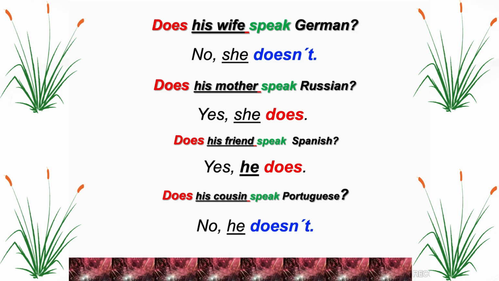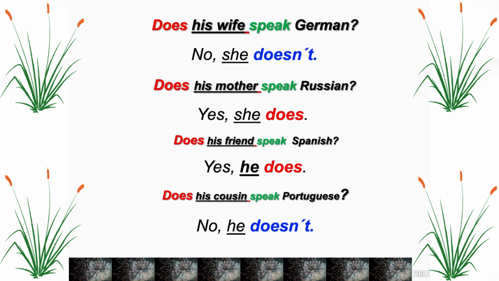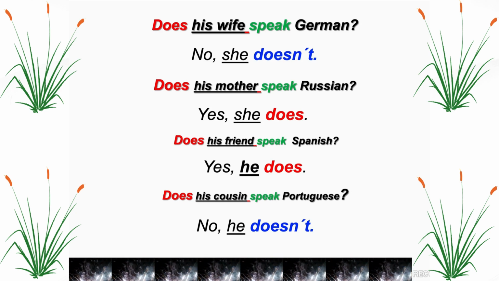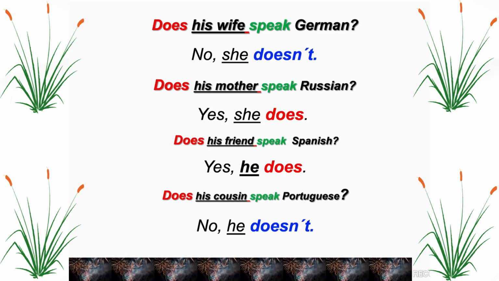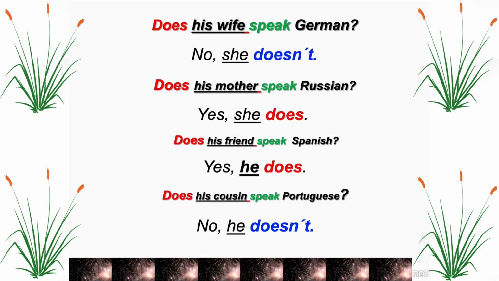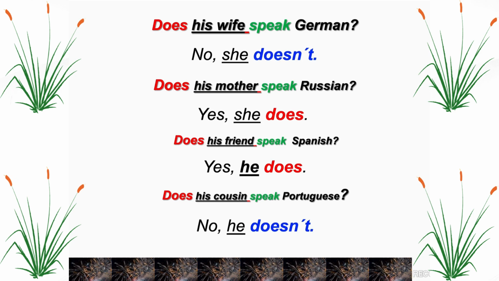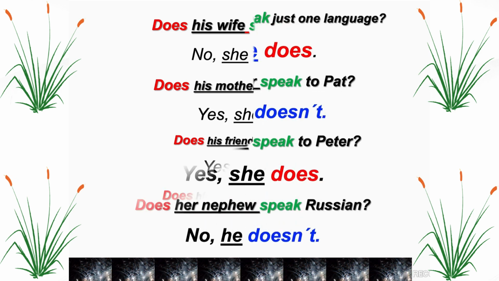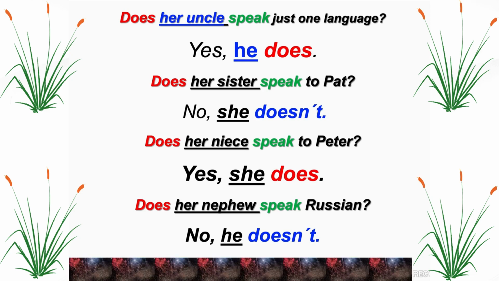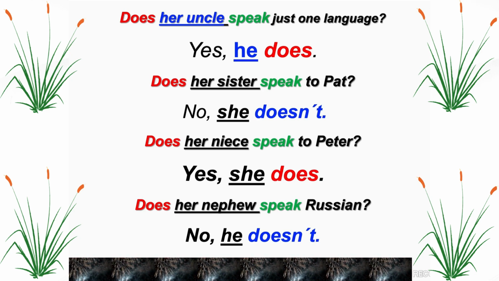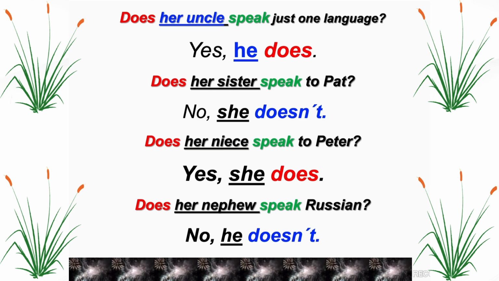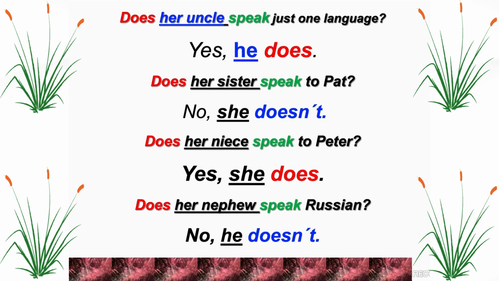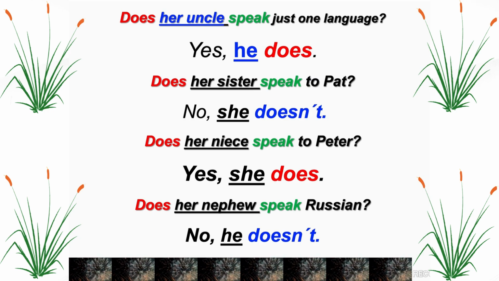So you see all the questions start with does, and the answers are just yes, she does, no, she doesn't, yes, he does, no, he doesn't. This is very simple. Let's go to the next slide. Does her uncle speak just one language? So her uncle means he, a man. So does her uncle speak just one language? Yes, he does.